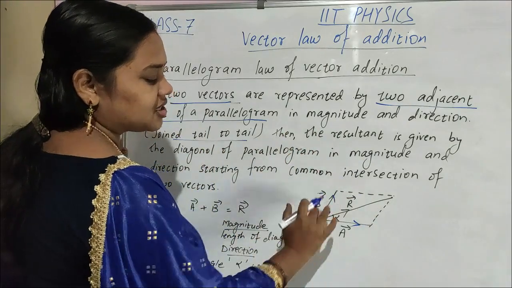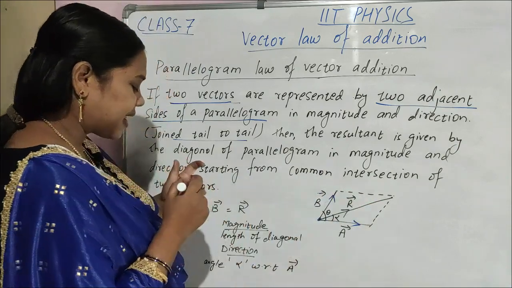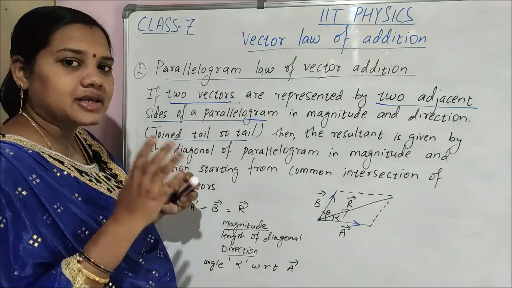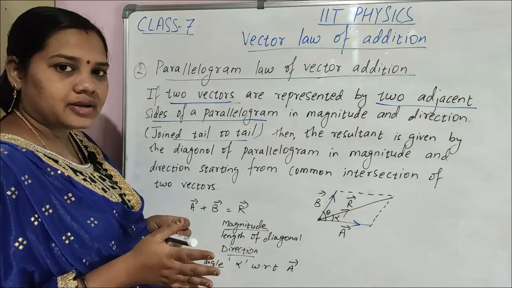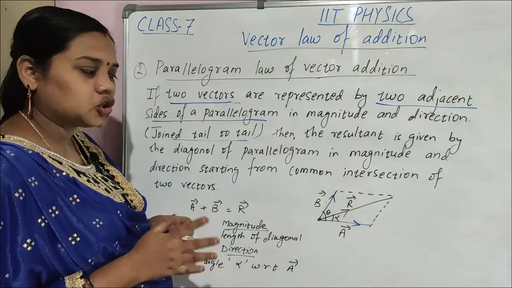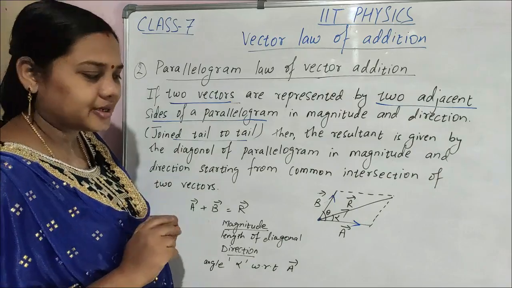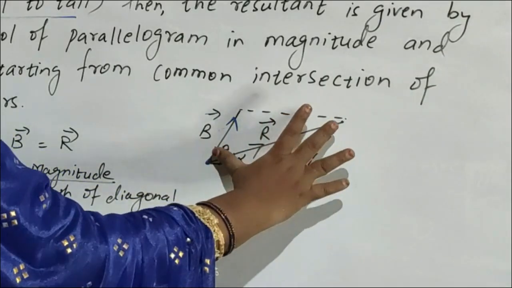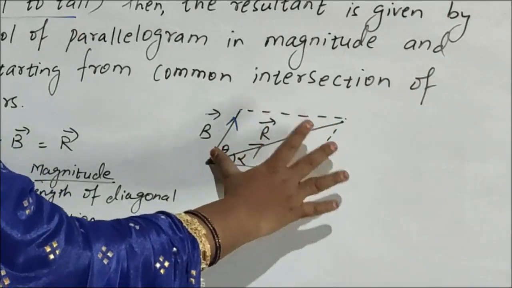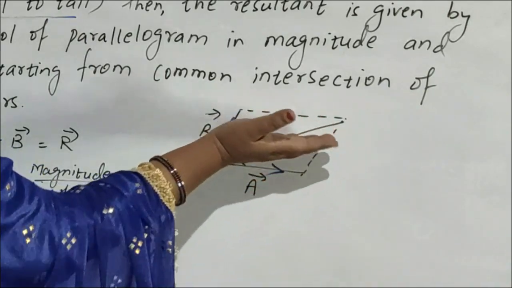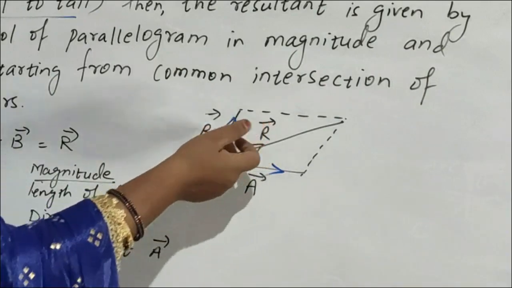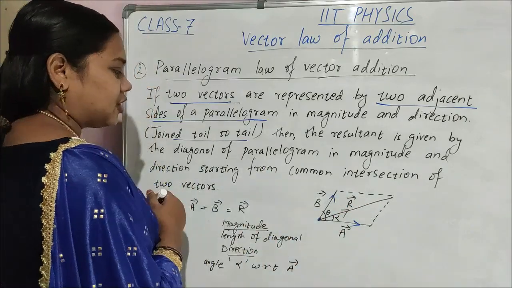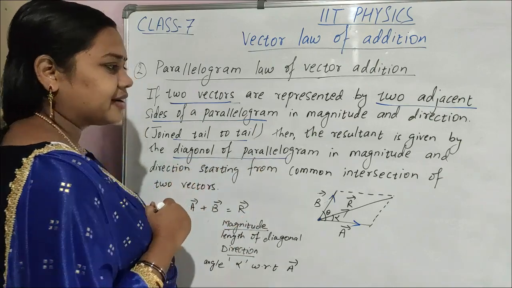This is a parallelogram. What is a diagonal? A diagonal is a line segment which joins the opposite vertices. This vertex and this vertex are opposite to each other. So the line segment joining these opposite vertices is known as the diagonal. So what is the resultant vector? The diagonal of the parallelogram.